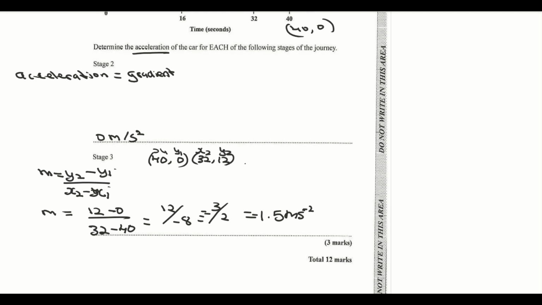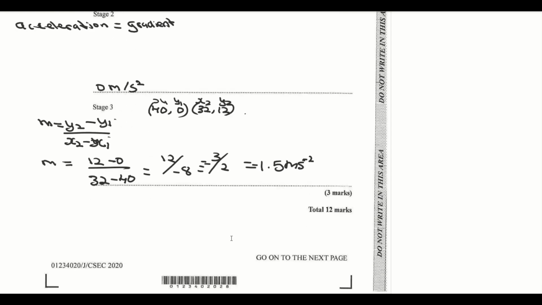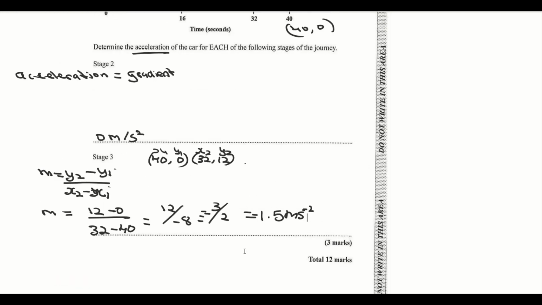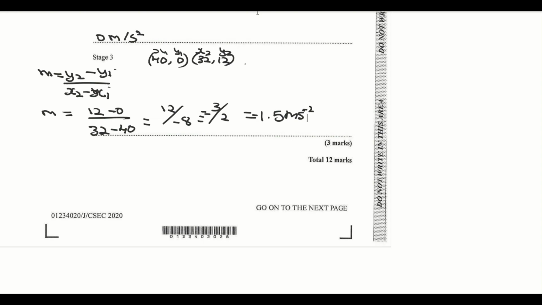Now, please note, because this gradient is negative, we see that in stage 3, our acceleration is actually slowing down, so we're decelerating. So again, because your gradient is negative, we are decelerating. So negative 1.5 would be a deceleration. And that is how you would do January 2020.